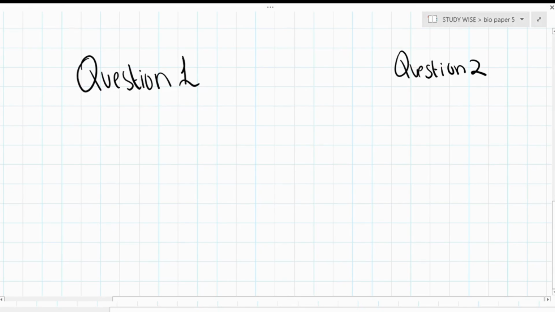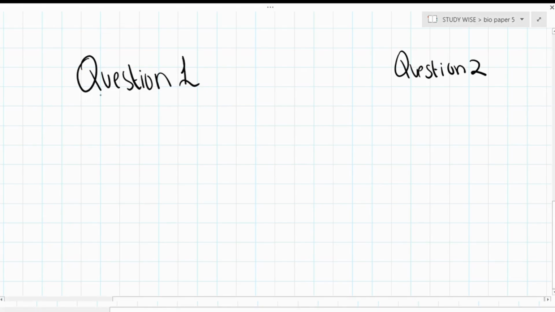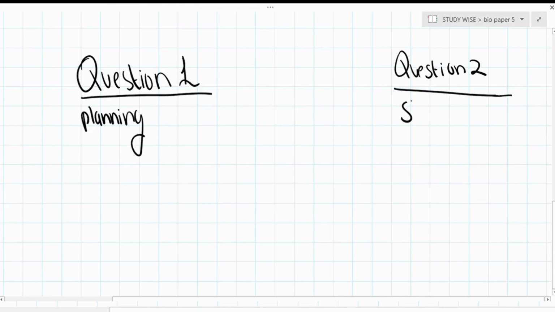So this paper is gonna be basically divided into two questions. Question 1 and question 2. Sometimes in some unique cases there's gonna be an extra question, but that's not gonna be an issue. So basically question 1 is gonna be mostly focusing on planning. And question 2 would have more stat questions, which is basically statistics. So I'll start with explaining what could possibly come in stats, and then I'll go back to question 1.